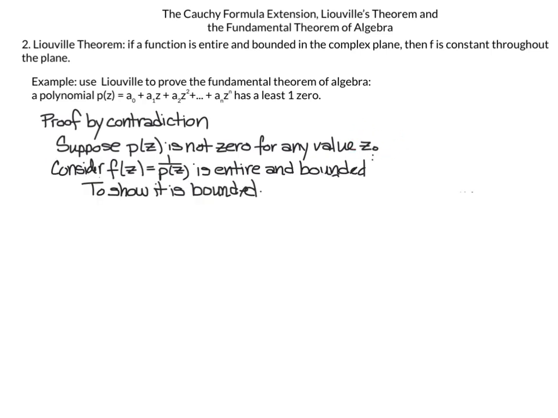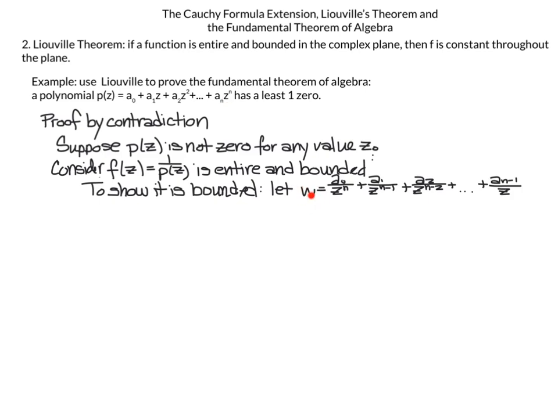We are going to then consider f of z, which is 1 over p of z. We can see since p of z is not 0 for any value, that f of z should be entire. In other words, it should still be analytic since we don't have any zeros in the denominator. So now we want to show that it is also bounded. To show that f is bounded, we're going to take our p of z here and divide by z to the n, and that'll give us w.